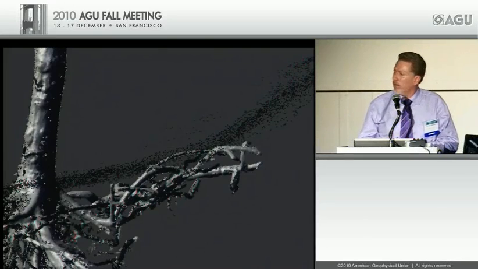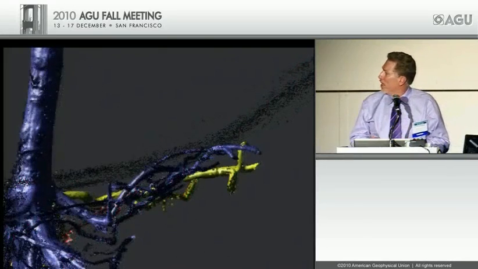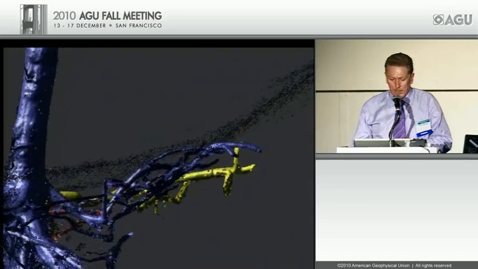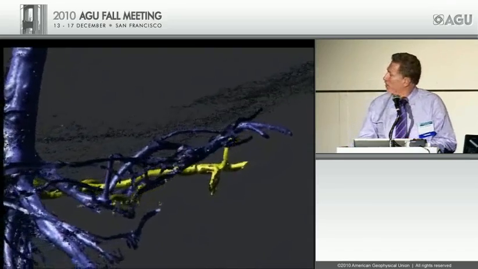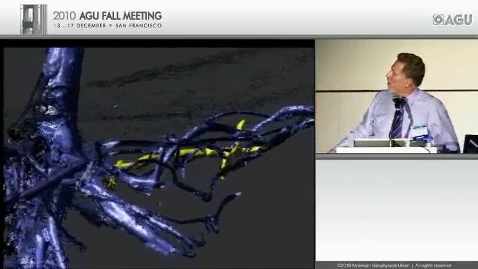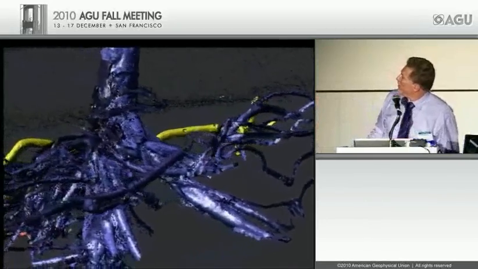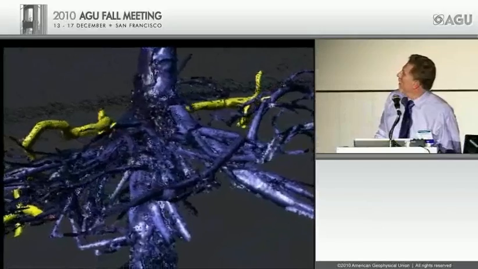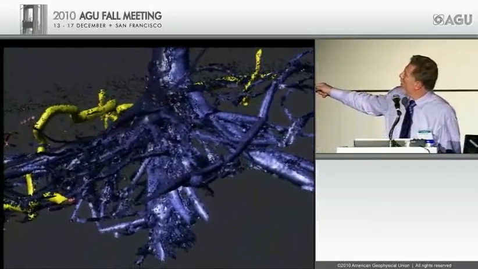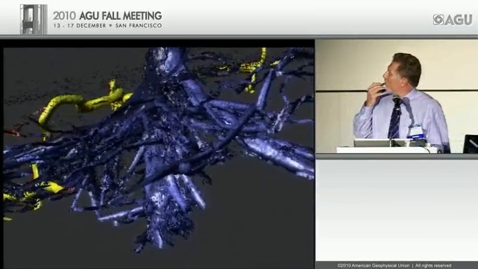Now I'm going to switch to color. The blue is going to be the tree on the right, and the yellow is the cottonwood. And we're now underground looking in close. We're much larger than life size here. Some of these roots here, that's probably about 5 centimeters across.